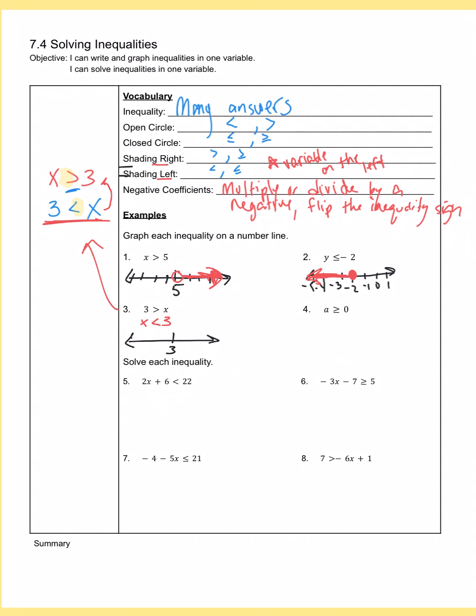So it is strictly less than, so open circle, and the values that are smaller than or less than 3 are going to be to the left.